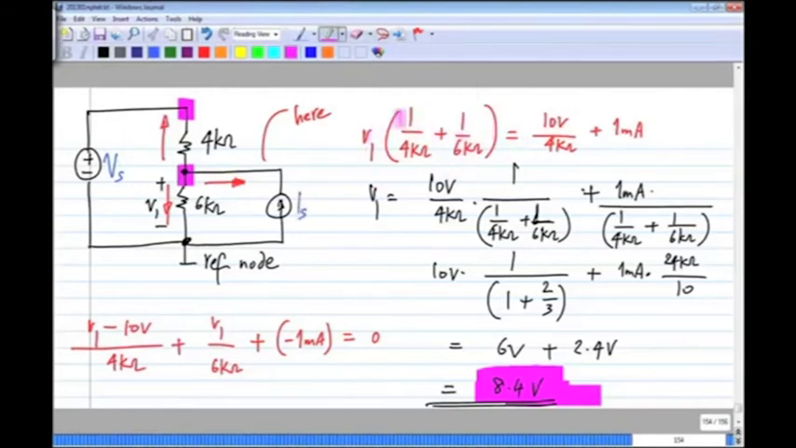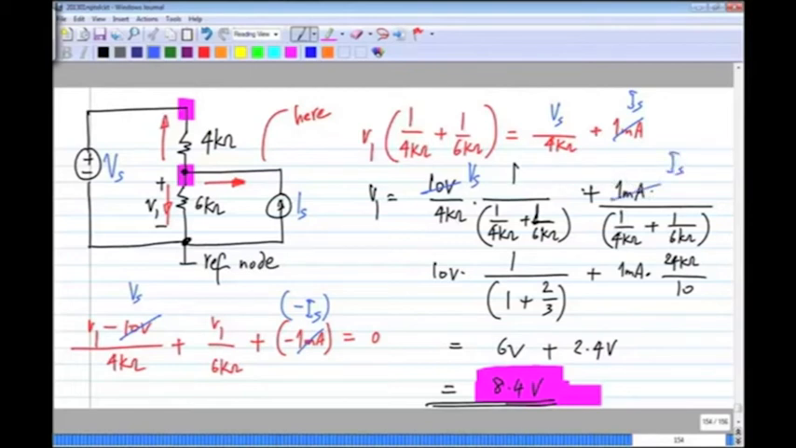If I write Kirchhoff's current law at this node, this part will be exactly the same. Okay, so instead of 10 volts, I will have Vs here, and instead of minus 1 milliampere, I will have minus Is. Okay. So if I take it to that other equation, I will end up getting, instead of 10 volts, Vs, and instead of this 1 milliamp, Is. Okay. So here I will have Vs and there I will have Is.